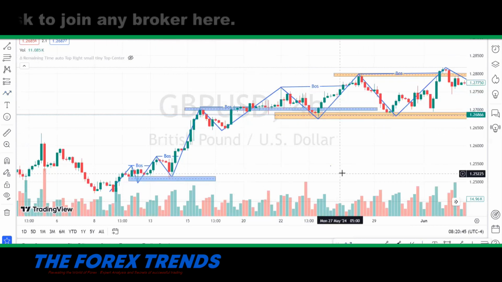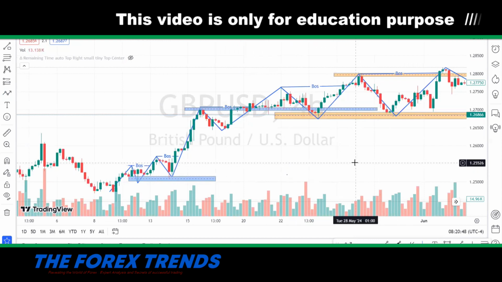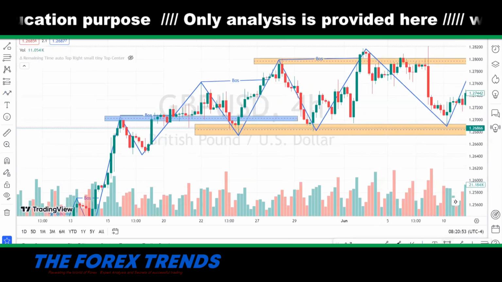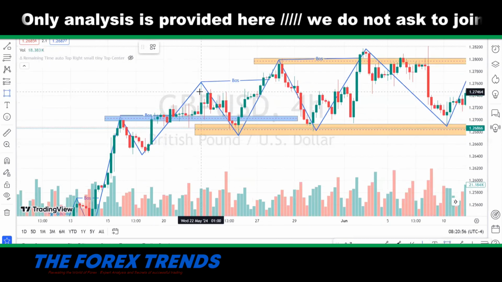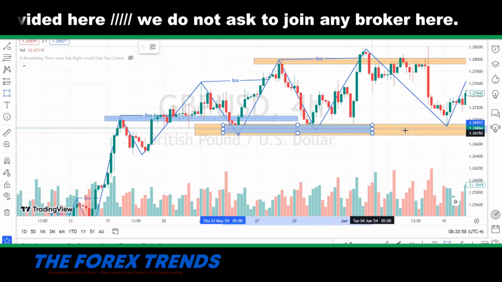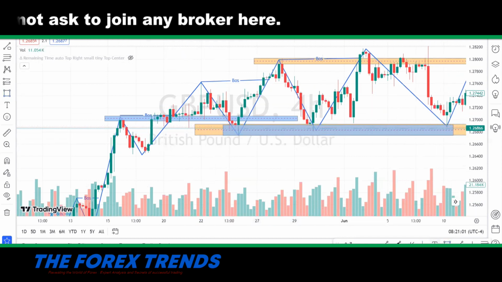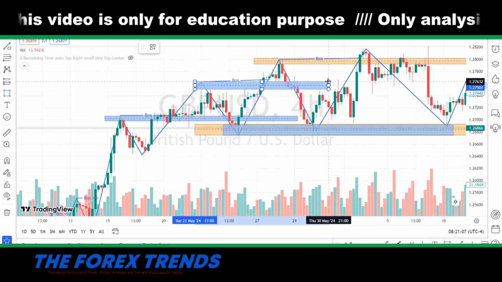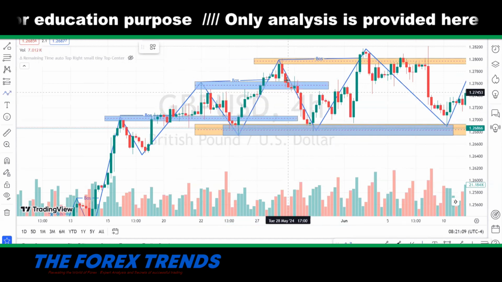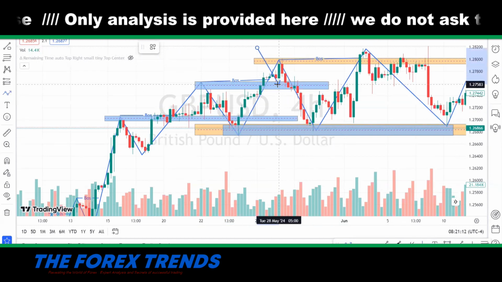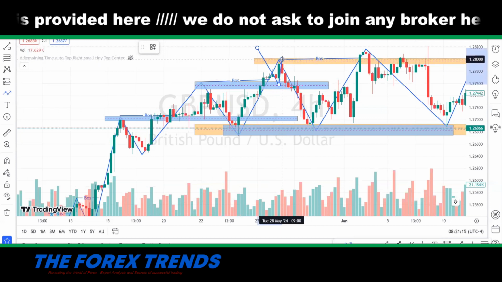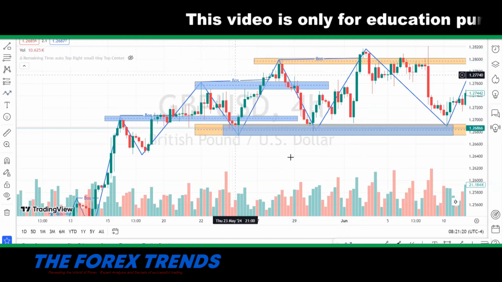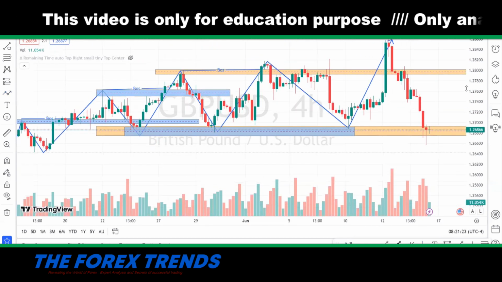Let me delete. Let's check another impulse-correction-impulse. And this is our another impulse-correction-impulse. Okay, and this is the point of interest. Look how nicely the market works on this structure. Market comes to this point and goes up, then comes to this point, then goes up and creates another impulse. Okay, this is the way the market moves.